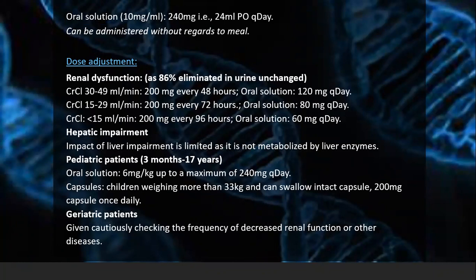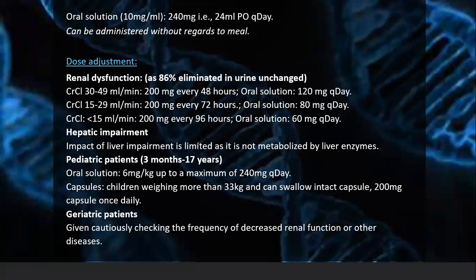If the creatinine clearance is 15 to 29 ml per minute, the dose is 200 mg after every 72 hours, and the oral solution dose is further reduced to 80 mg per day. If the creatinine clearance drops below 15 ml per minute, then the dose is 200 mg after every 96 hours, and the oral solution dose is reduced to 60 mg per day.